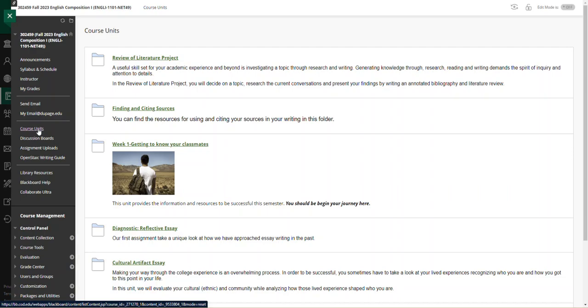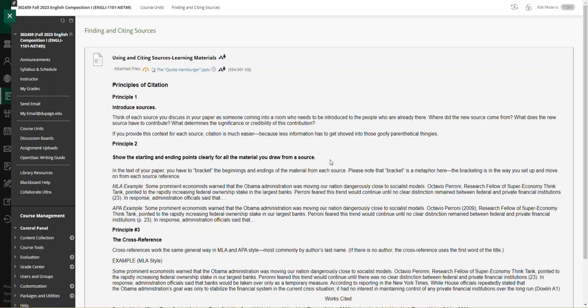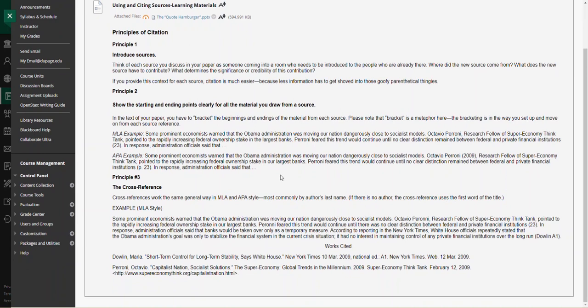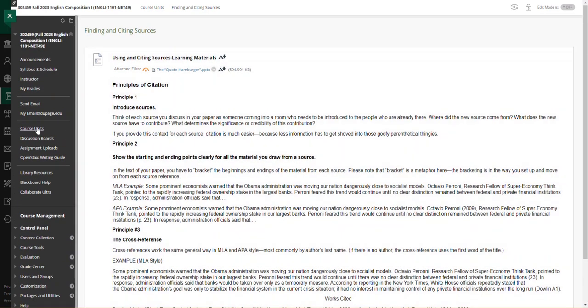I'd like to point out another course unit right here. You might want to get a jump on this. This is the using and citing sources. We have here the 3 principles of citation, which will work well as you move forward in using the source information that you have. So I hope everybody is pointed in the right direction.